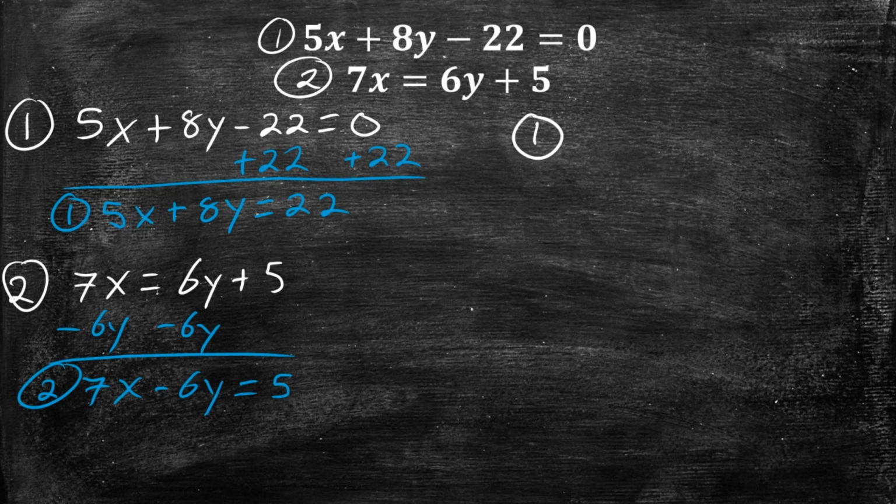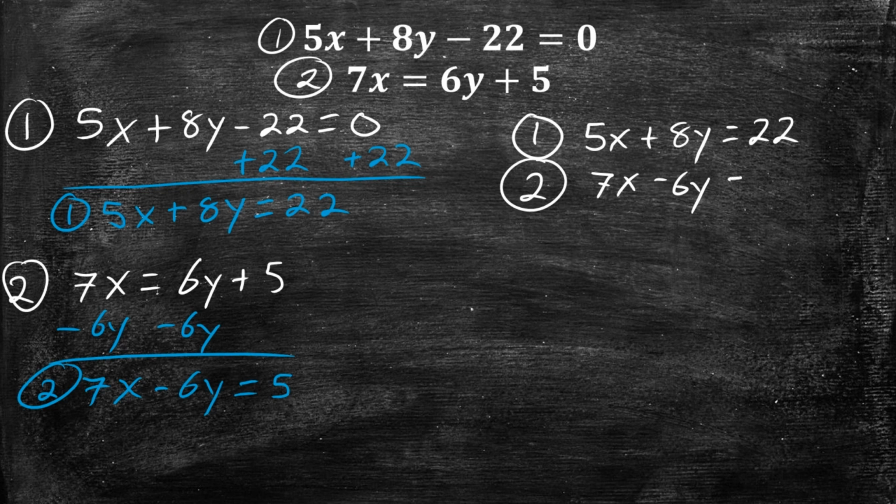So our equation 1 is 5x plus 8y is equal to 22. And equation number 2 is 7x minus 6y is equal to 5. All right, so now the equations are in the form that we're used to, and we still want to cancel one of the variables. So in this case, I want to cancel these x's here.